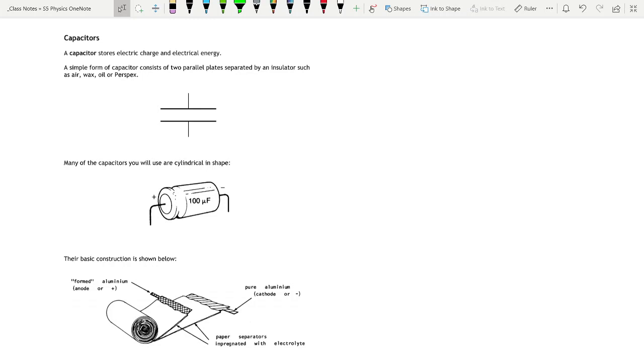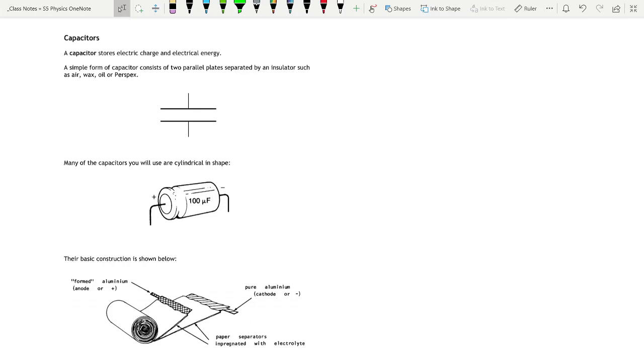So a capacitor stores electric charge and electrical energy. And a simple form of capacitor is just two parallel plates separated by an insulator. And the insulator affects how good a capacitor something is. So the insulator could be air, wax, oil, or perspex.